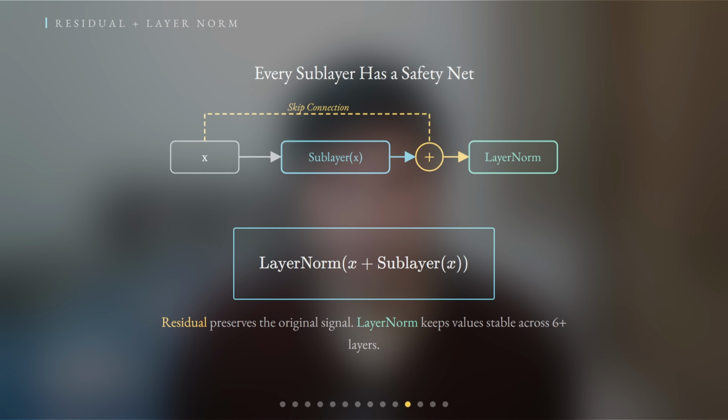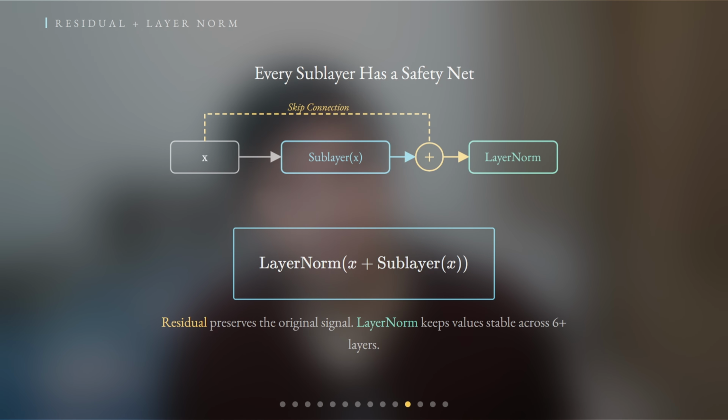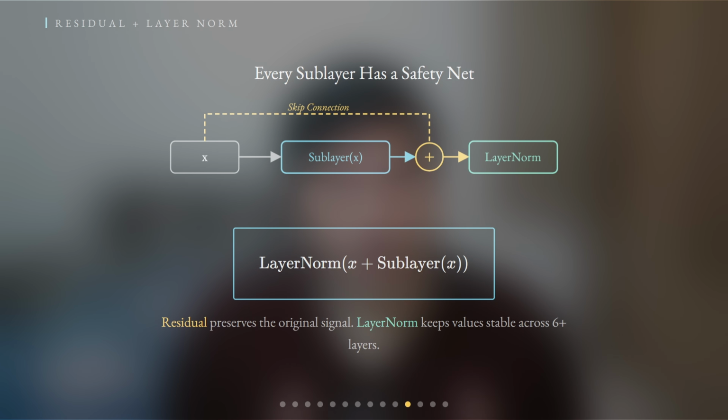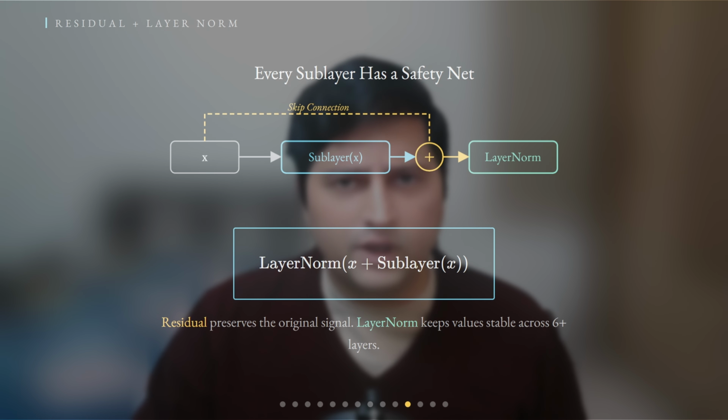These two techniques together, residual connection and layer normalization, are what allow the transformer to be deep. You can stack many layers and still train the model reliably. The gradient flows cleanly through the skip connection during backpropagation, and the normalization prevents numerical instability. Now let's put everything together and trace the complete data flow through one decoder layer.